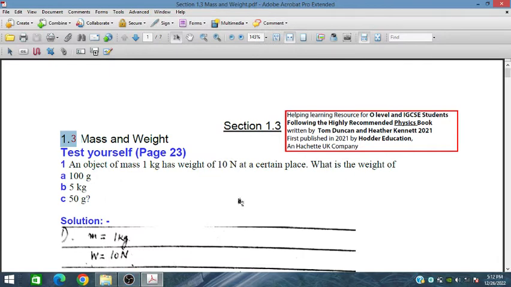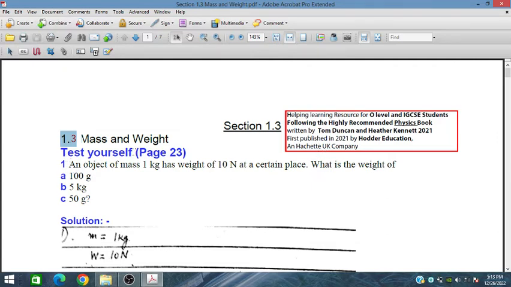Bismillah ar-Rahman ar-Rahim. In this session, we will discuss the mass and weight topic under O-level physics and IGCSE level physics. For this purpose, I have chosen a book of physics written by Tom Duncan and Heather Kennett. It was first published by Hodder Education, and is very important from the examination point of view.